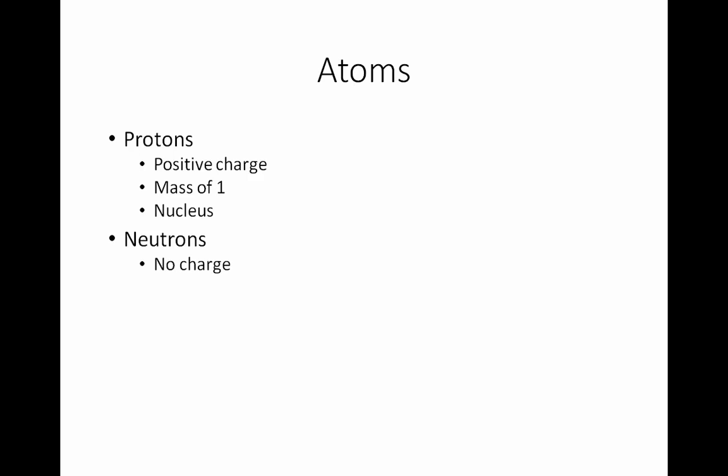Neutrons are neutral. They have no charge. Neutron and neutral mean pretty much the same thing here. They too have a mass of 1, just like the protons, and they also hang out in the nucleus of the atom along with the protons.